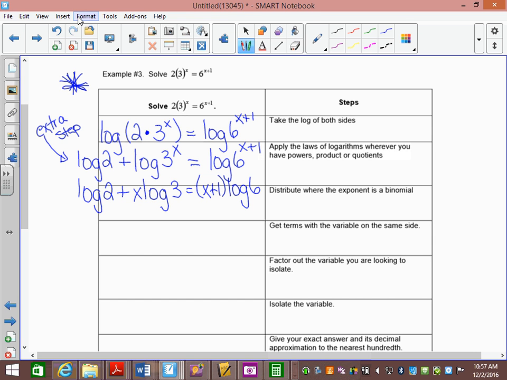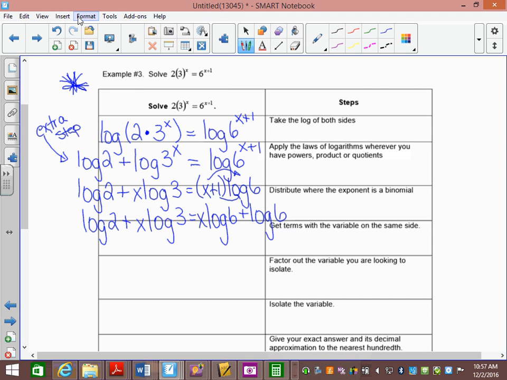So I'm going to distribute that in. I get log 2 plus x log 3 equals x log 6 plus log 6. After I distribute, what do I do? Get all the x's to one side, anything without an x to the other side, because ultimately I'm trying to solve for x and I'm trying to get the x's out.